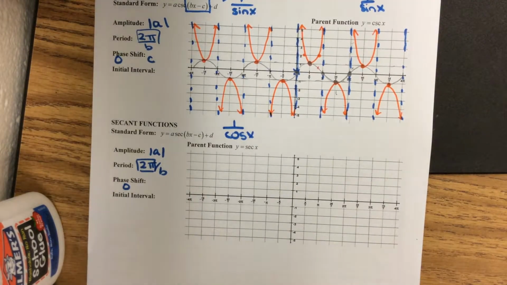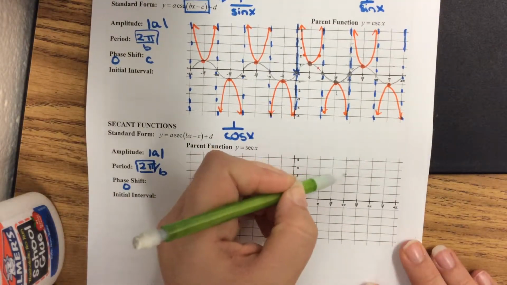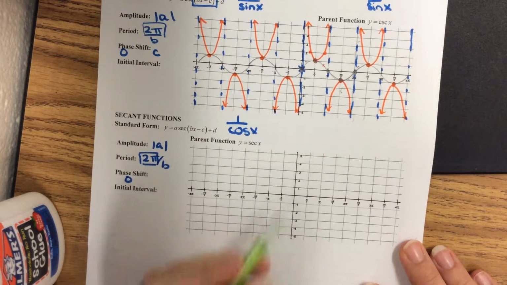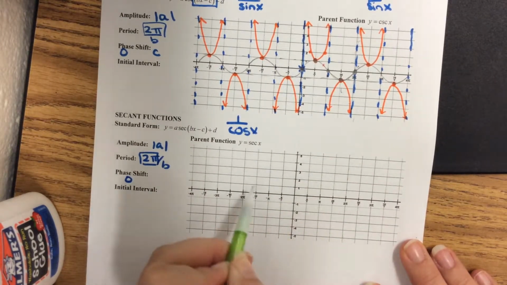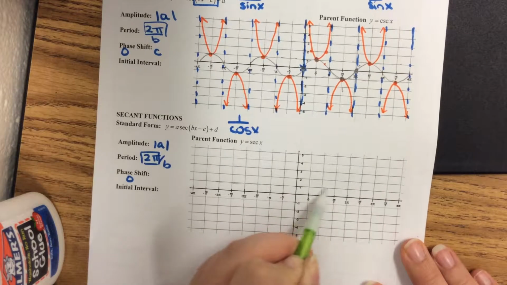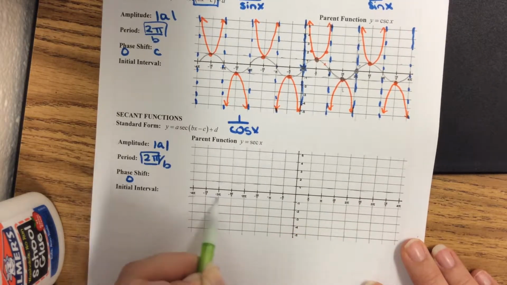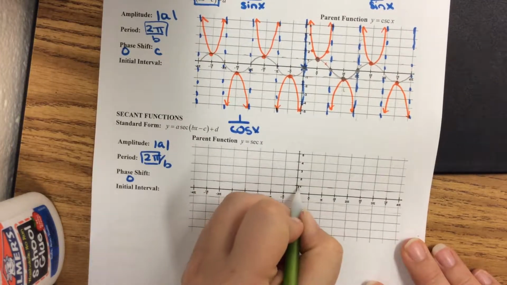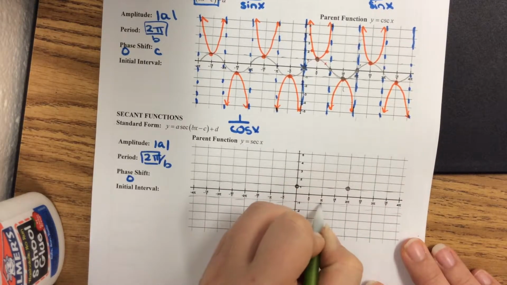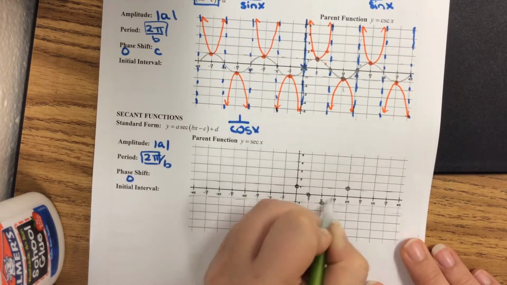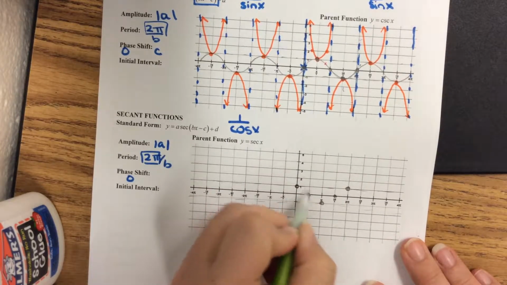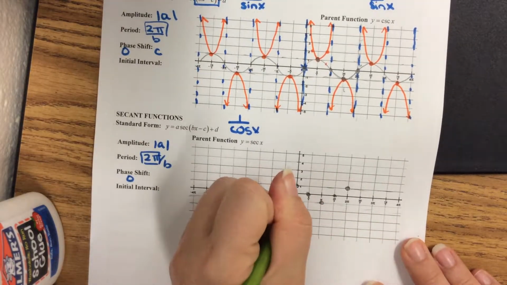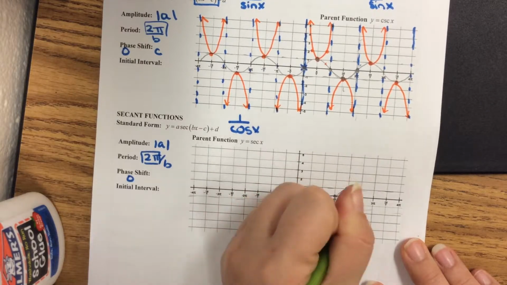So let's think about cosine. Cosine has an initial period of 2 pi, so from 0 to 2 pi, with an amplitude of 1. Cosine starts on a max of 1, ends at a max, the middle is a minimum, and a quarter of the way through we get our zeros. It's got to cross through that x-axis. Again, we're going to repeat this pattern throughout the whole graph.